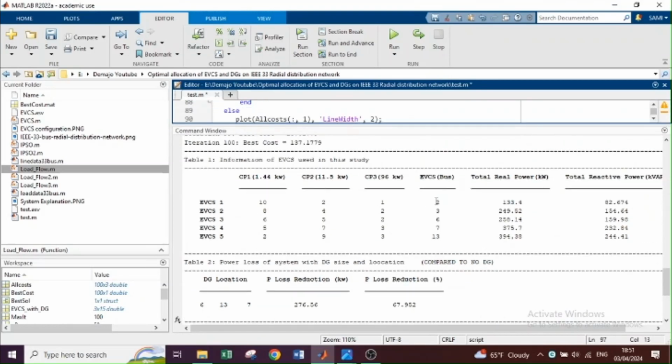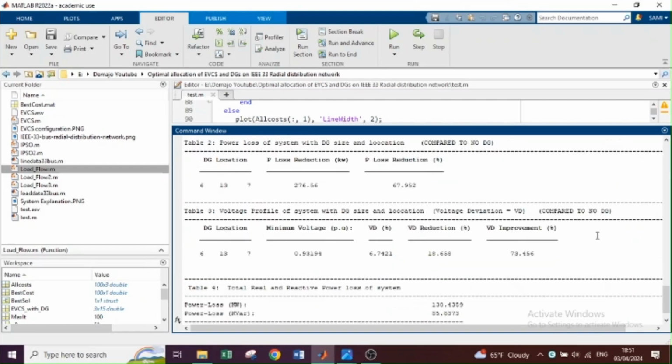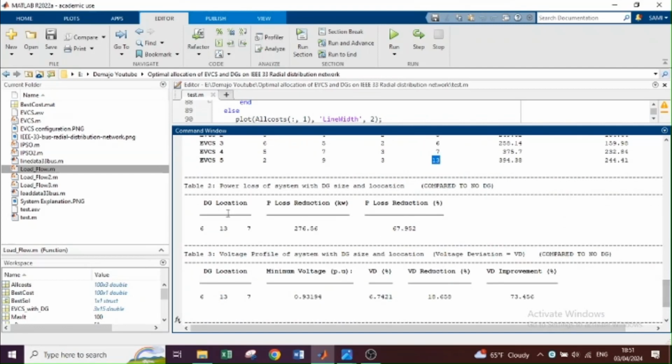For now, table 1 is the same as the previous tests. We let the system have the locations of EV charging stations as it was in test 2: 2, 3, 6, 7, 13 are the locations of EV charging stations, and the IPSO determined that the best DG locations could be at bus 6, 13, and 7 for the first DG, second DG, and third DG. And we can see that the power loss is reduced drastically.